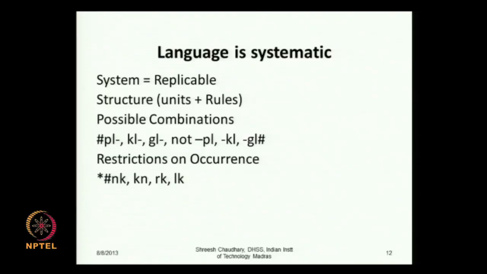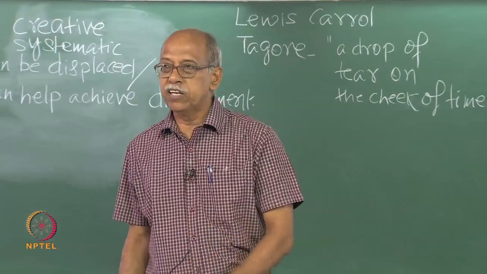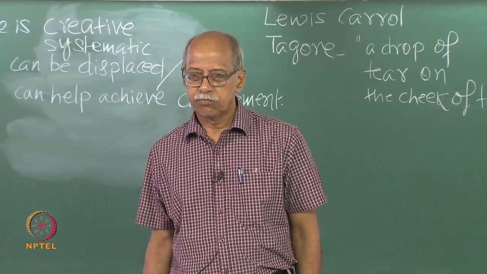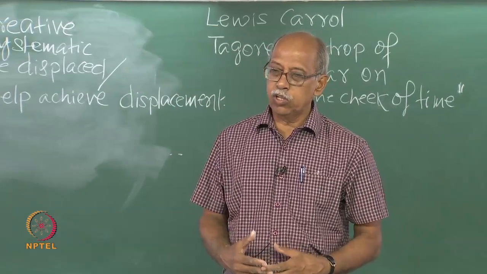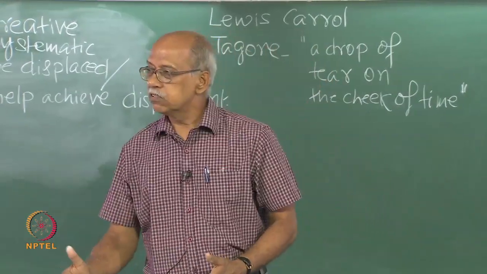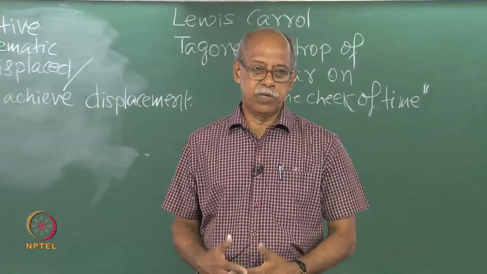I mean, in a certain sense, okay, I'm talking at the moment of writing, speaking, everything put together. But there are restrictions on occurrence. No word in English can begin with NK, but they can end in NK. You can have thank, but can you have in English a word that begins with NK? You cannot. So languages are systematic. They are arbitrary only in association between meaning and word, meaning and sound, meaning and structure.